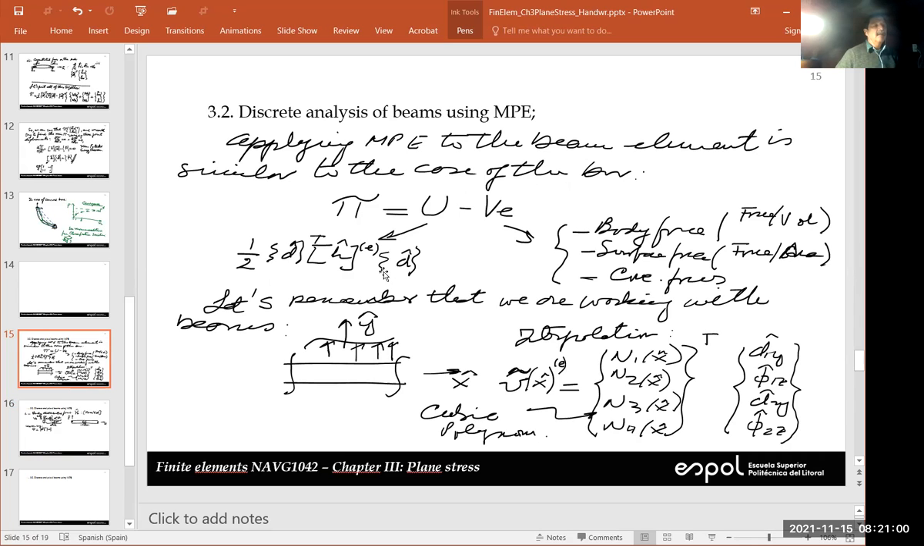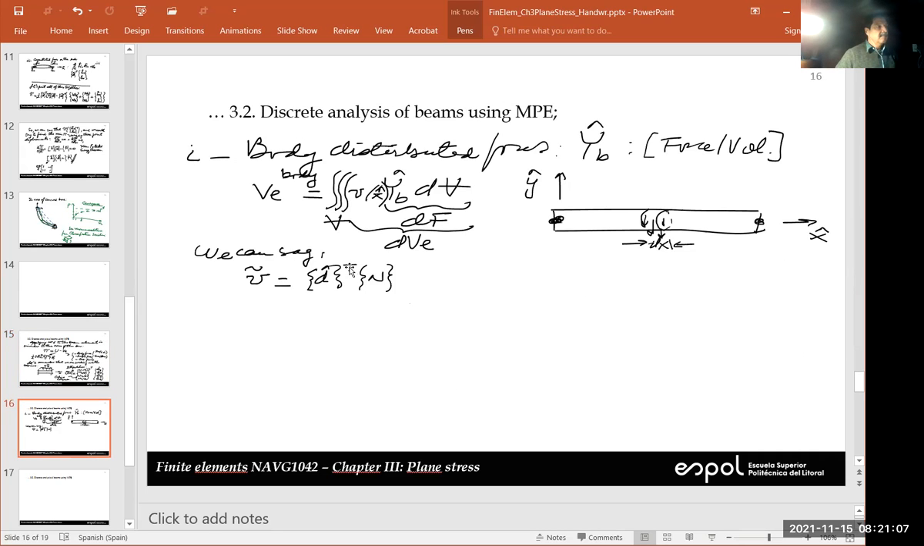Why? Because V is a single element, it's a scalar, so the transpose of a scalar is the same. Okay, there. So this is a vector, a 4 by 1. And this is a row, a 1 by 4. And the product will give you a scalar. Now we replace this into here.